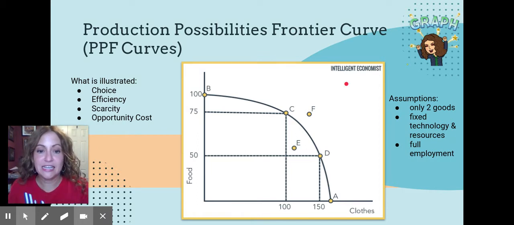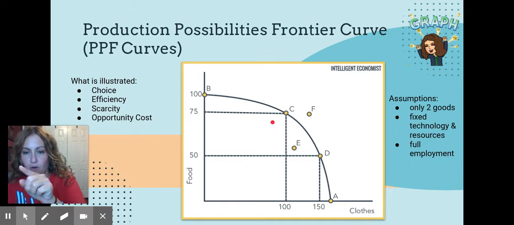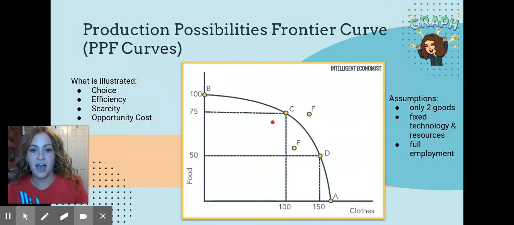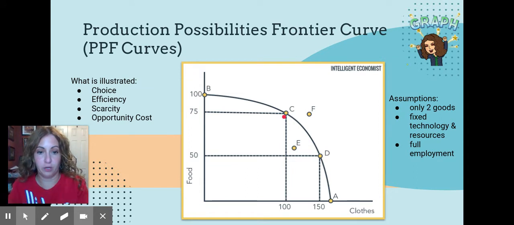So C and D are points on the actual curve, on the frontier line itself, and those represent combinations. So you see at point C, you go over and see where you hit the axes. At point C, we are at 75 food units and 100 clothing units. At point D, we're at 50 food units and 150 clothing units.